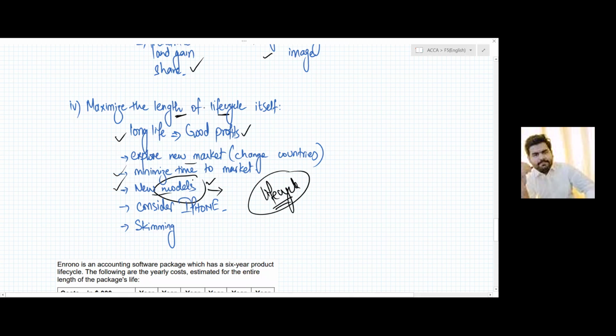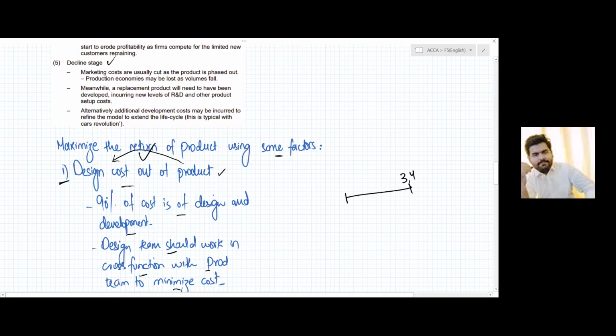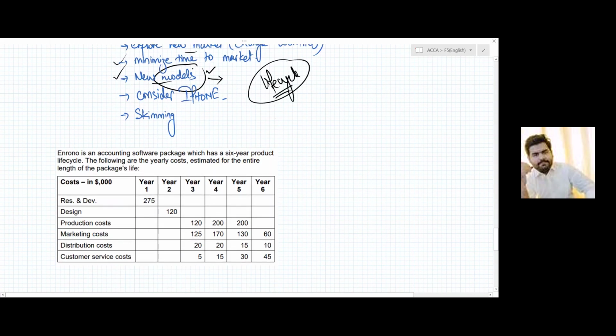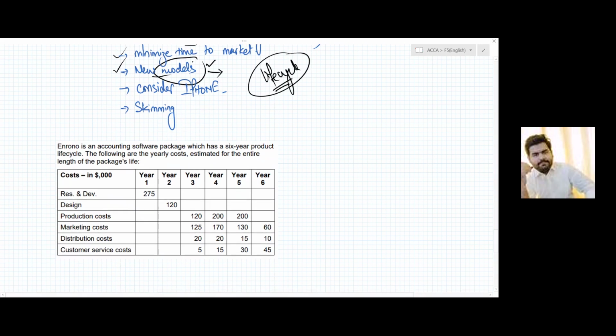because obviously the longer the life is, the more return the company can earn on the product. So it was all about life cycle costing that we have already learned. So till here, the basic life cycle costing is completed.